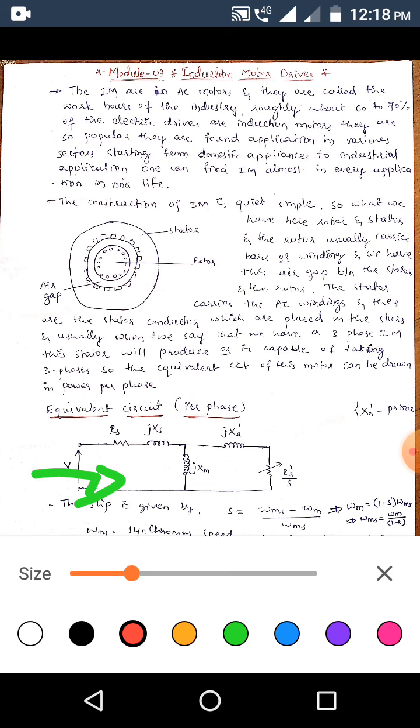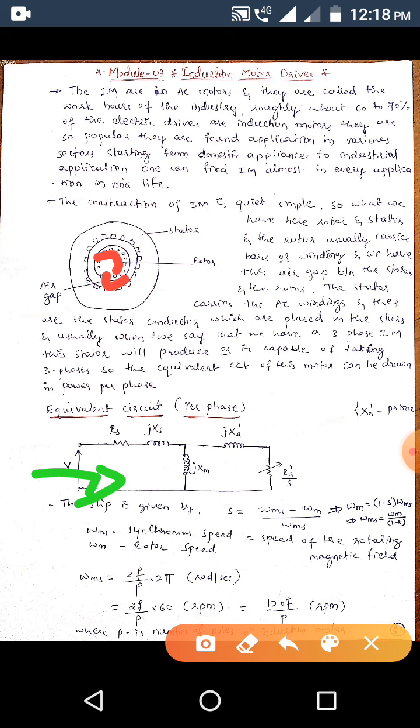The rotor starts rotating in clockwise direction. If the rotor starts rotating in a clockwise direction, then whatever the stator conductors or AC windings on the stator, these are rotating in a clockwise direction.